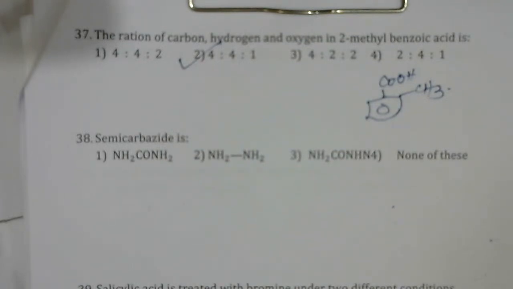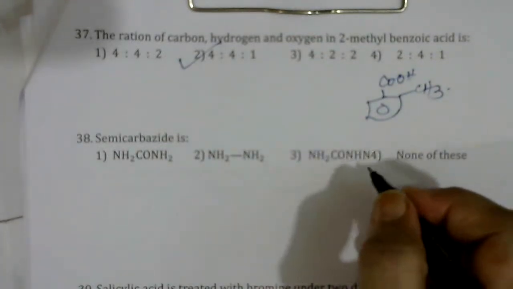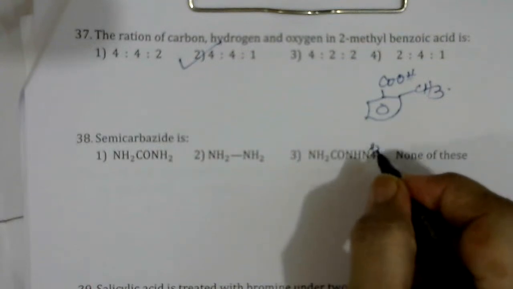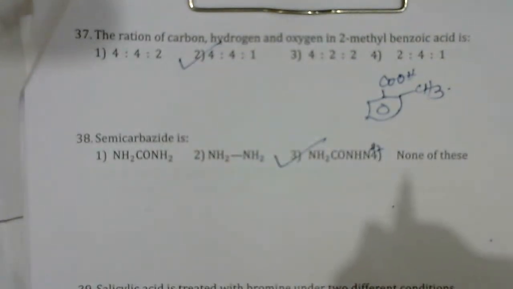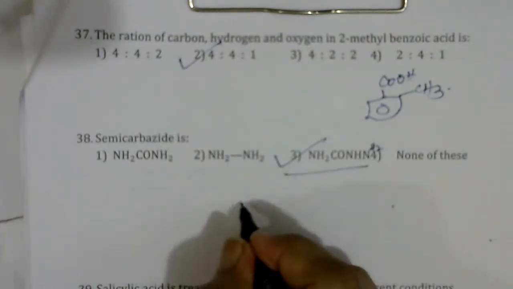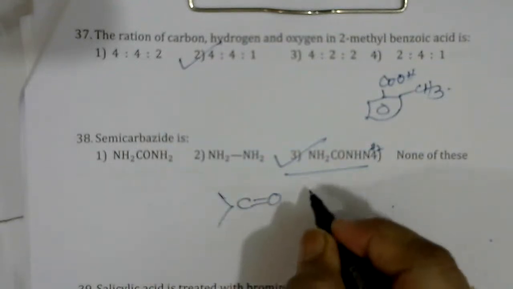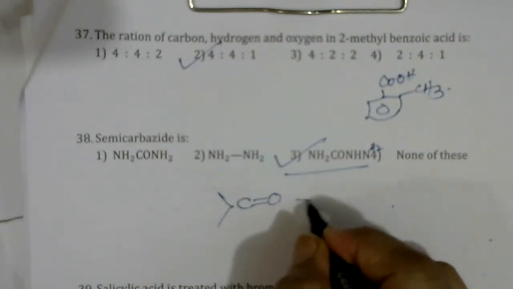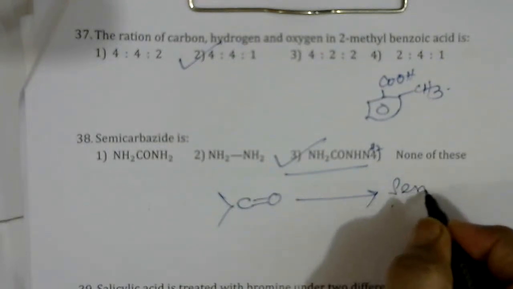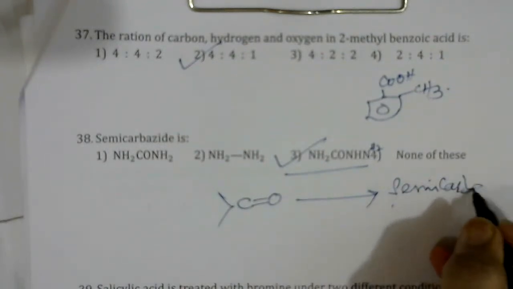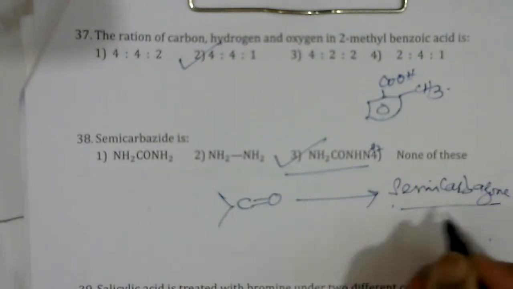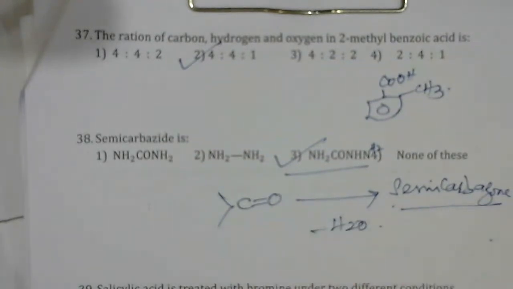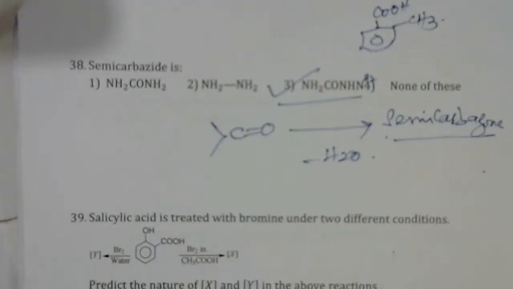Question number 38. Semi-carbazide is. Semi-carbazide we are going to use for the condensation reaction NH2. Therefore, the option is third one. Whenever the aldehyde or ketone, any carbonyl compound treated with the semi-carbazide, they are going to produce semi-carbazone with the elimination of water.